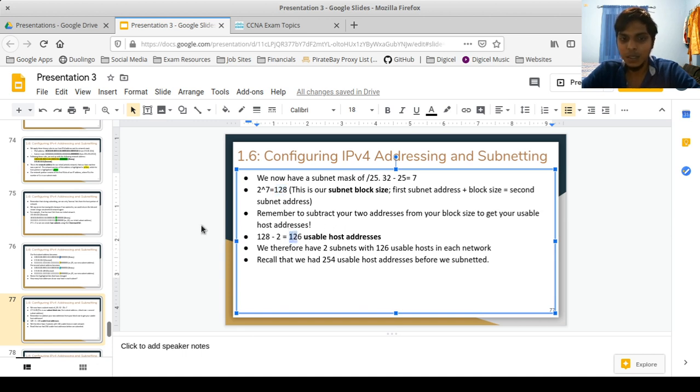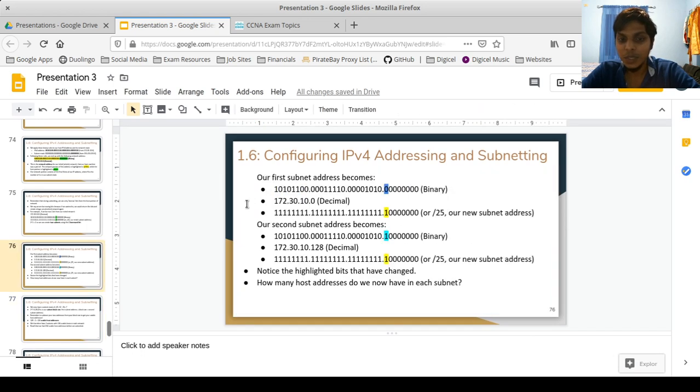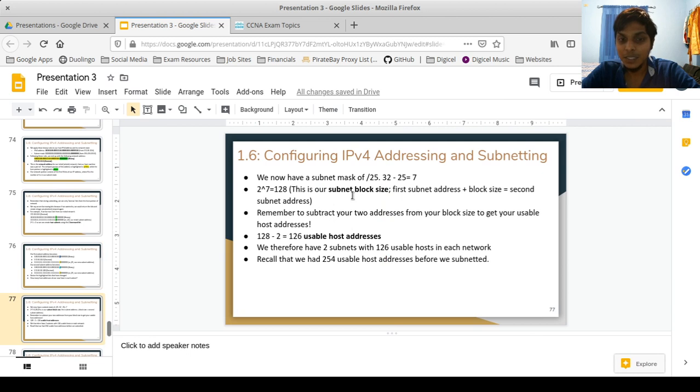128 minus 2. Now the reason we don't just bypass this 128 and go straight to the 126 is because this is actually an important number. So this 128 here is our subnet block size. Just another way that some people do it, and you'll see the calculations if you look through a textbook or a video. They calculate this and they say this is your subnet block size or your network block size, and your first subnet address plus your block size gives you your second subnet address.